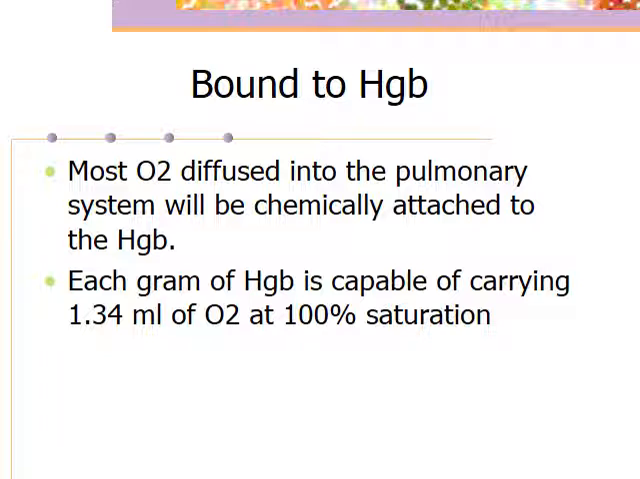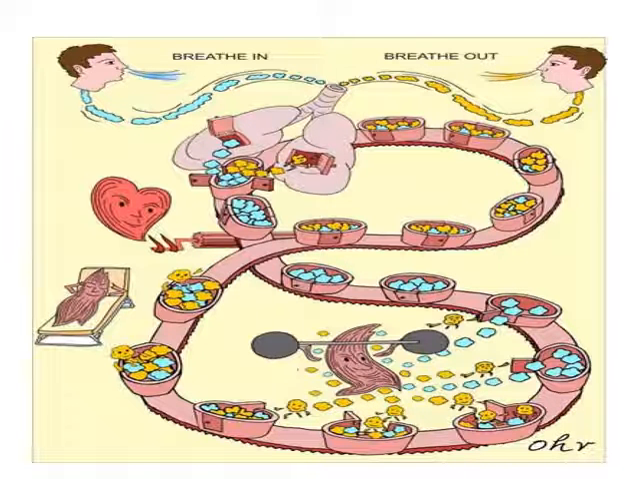Okay, so this is how you calculate the bound hemoglobin. In whole blood, each gram of hemoglobin is capable of carrying 1.34 mils of O2. So if you compare, this is a good representation of how our oxygen is transported.